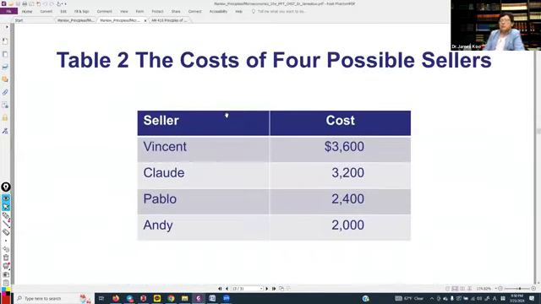Table: cost of four possible sellers, Vincent and Claudia, Pablo, and Andy. The cost is different for each.